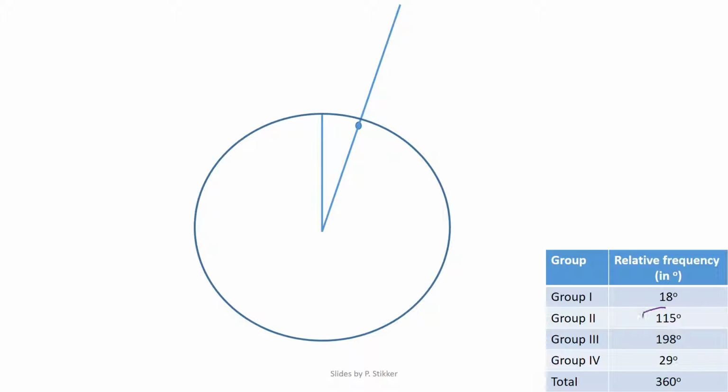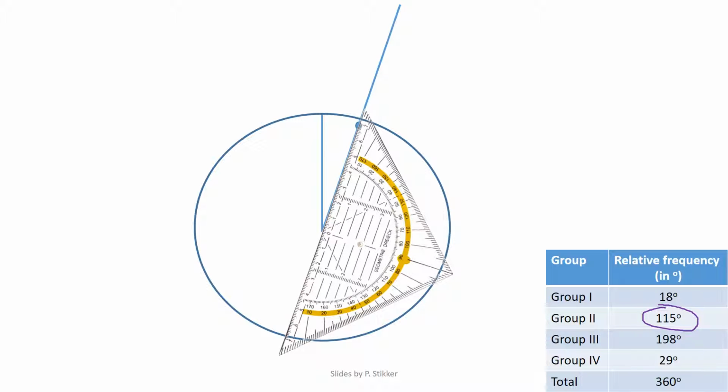Next up, the 115 degrees for the second group. Again, we place a protractor, but now at the line that we just drew. Again, the center should be at the middle point of the circle. 115 degrees is measured, and we draw a straight line.